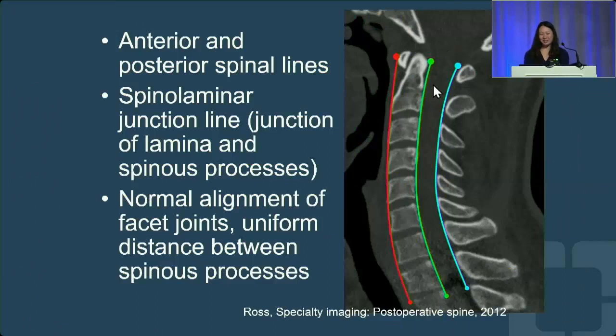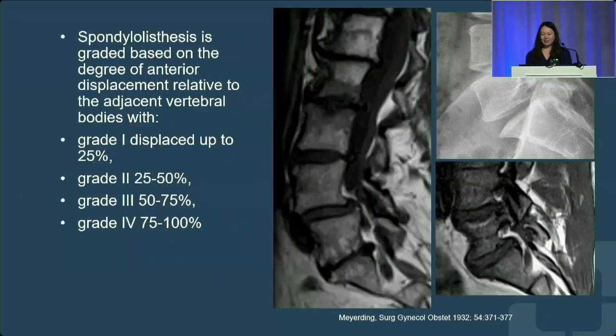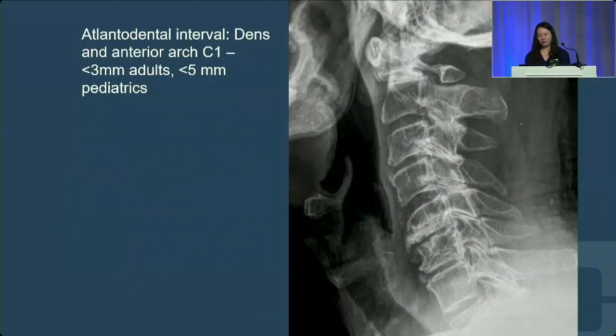So going to alignment. So we want to make sure that these spinal lines are maintained in alignment. So here, we classify spondylolisthesis based from like grade 1, which is displaced up to 25%, grade 2, 25 to 50%, grade 3, 50 to 75%, and grade 4, 75 to 100%. And you should see these on our reports, and that's what it means.